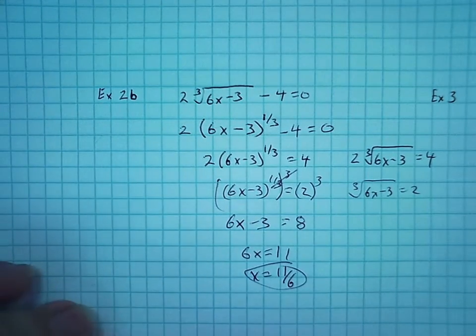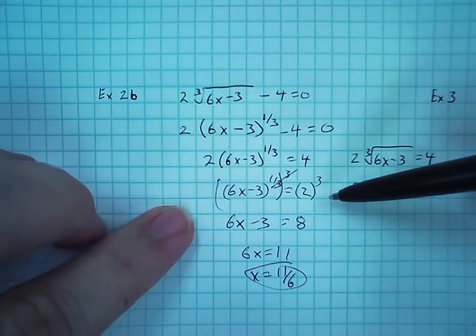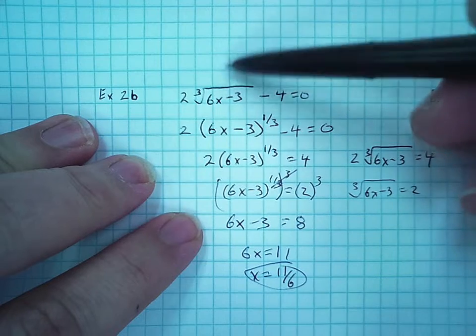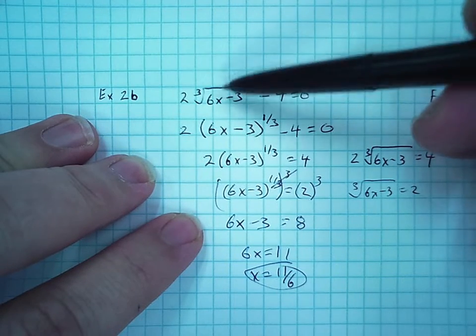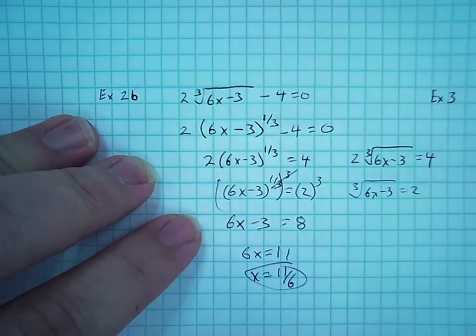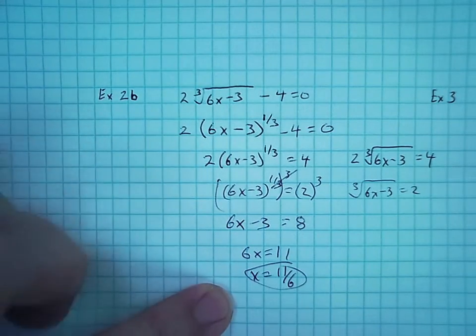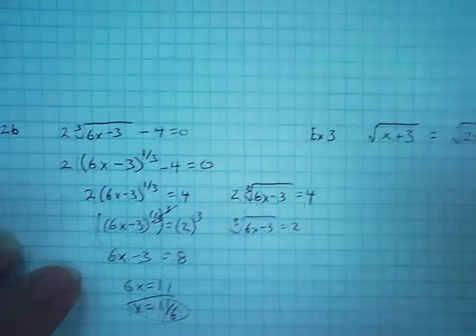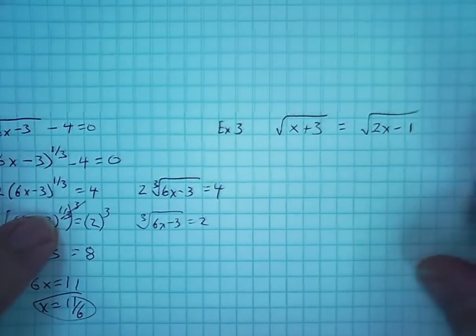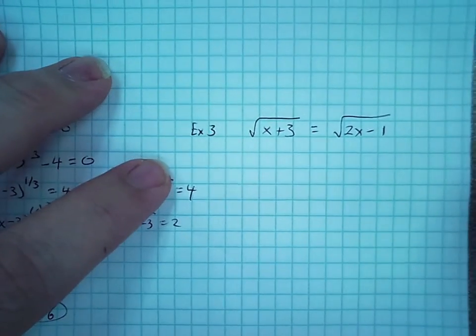It seems a bit unfortunate. When you cube both sides, you don't produce extraneous solutions. But you can always check this. 6 times 11/6 is 11. 11 minus 3 is 8. Cube root of 8 is 2. 2 times 2 is 4. 4 minus 4 is 0. So this solution definitely works. But like I said, cubing both sides doesn't change the signs, so it doesn't produce extraneous solutions.